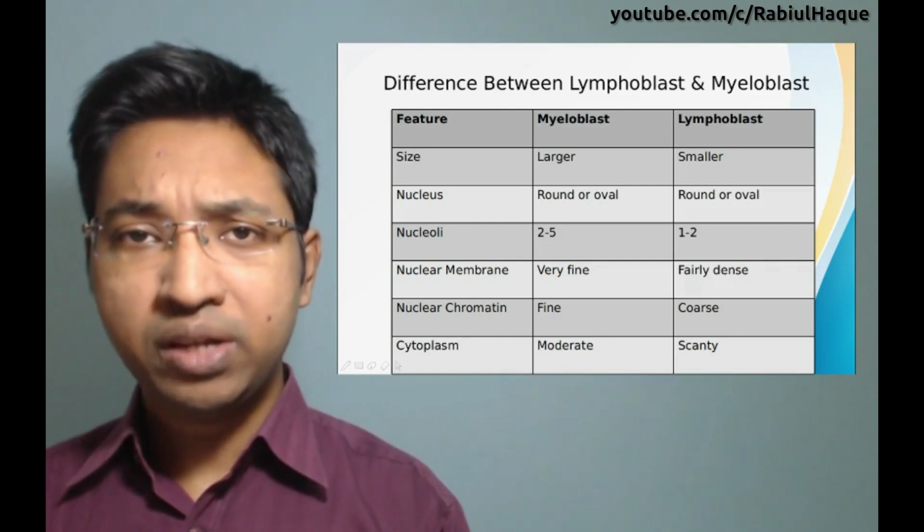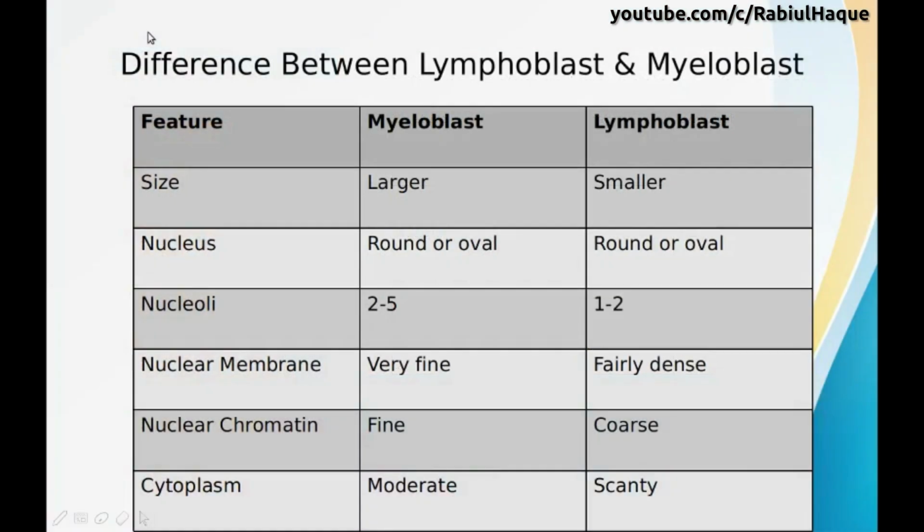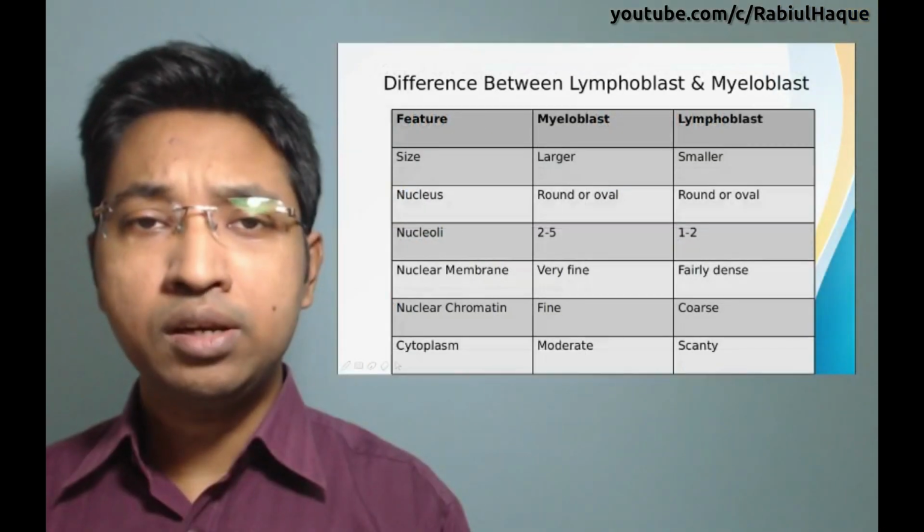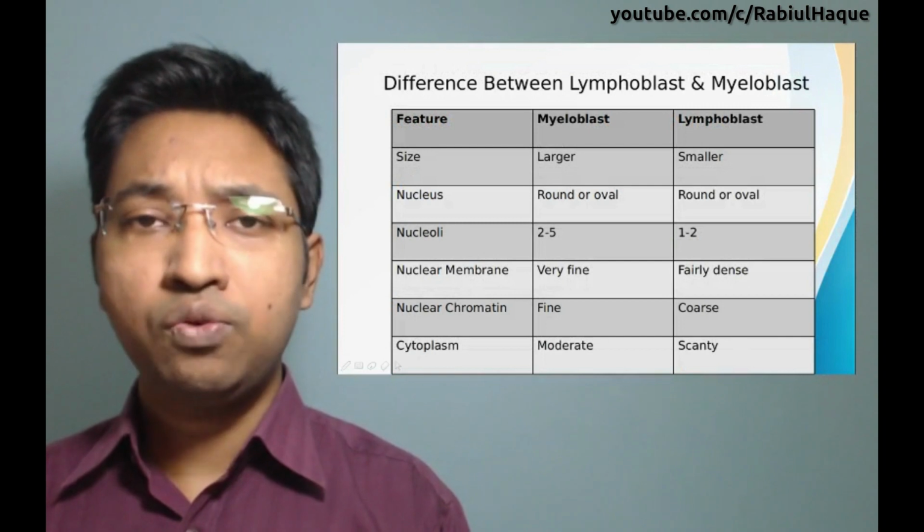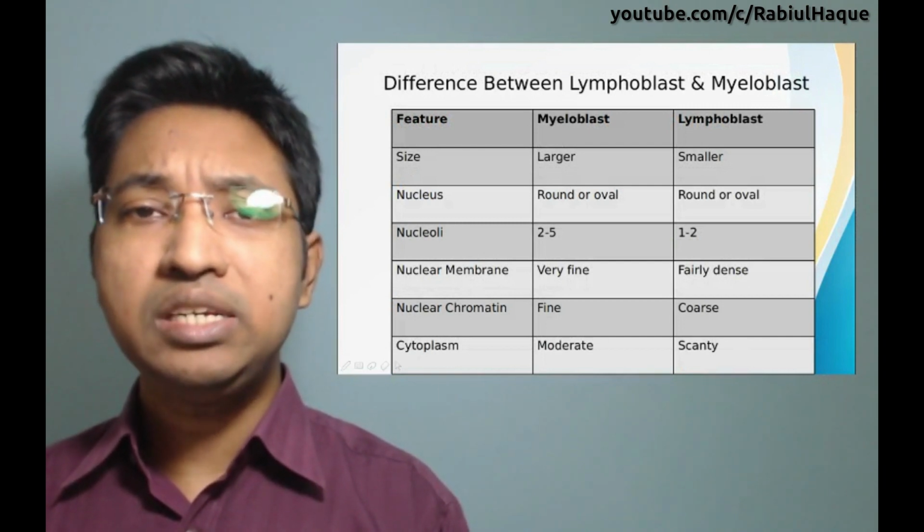So in this slide you can see the major differences. First of all, we have to remember that myeloblasts are larger, whereas lymphoblasts are smaller in size. Both have round or oval nucleus. However, the number of nucleoli varies. For example, in myeloblast, the number is between 2 to 5, and in case of lymphoblast, the number is 1 to 2, and often the nucleoli in lymphoblasts are very indistinct.